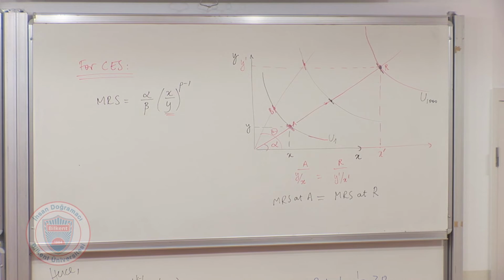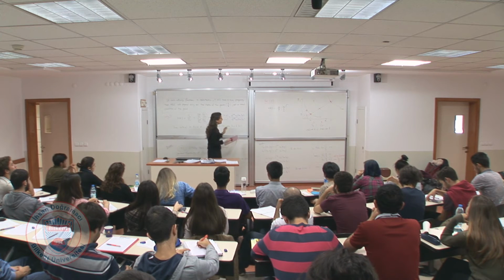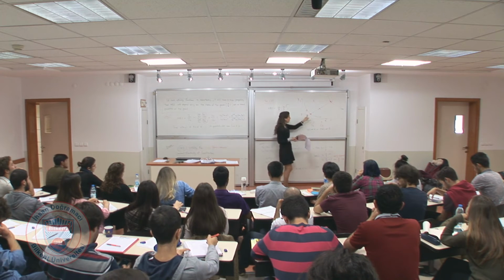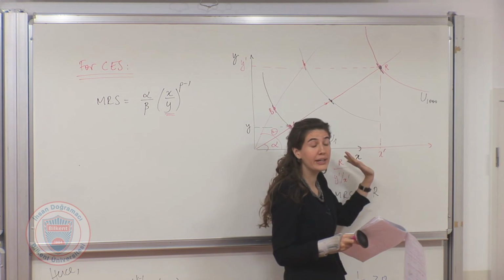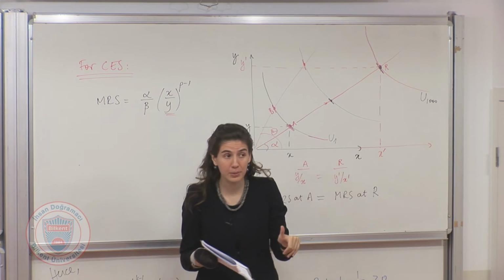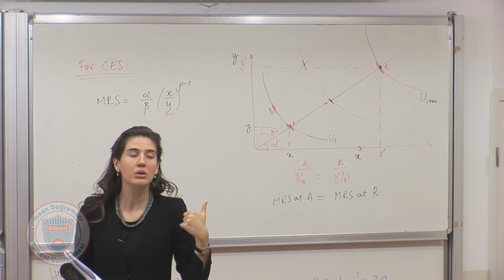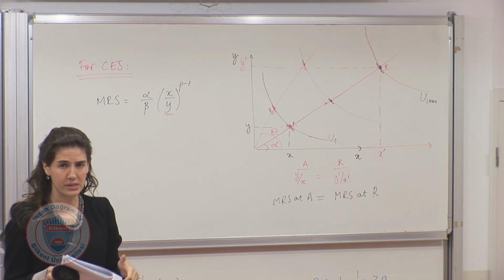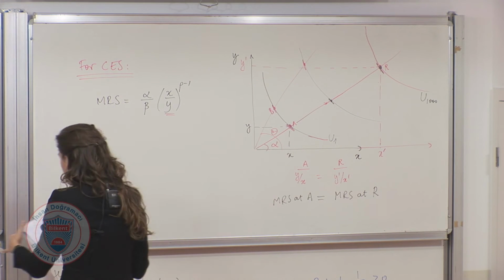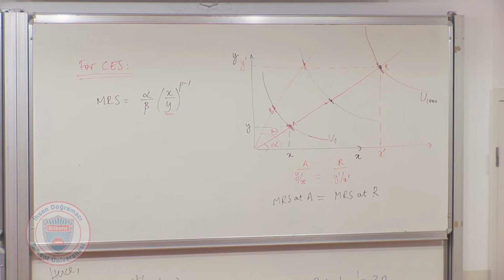So let me give you another. It means that if I know one indifference curve, I would know the entire map. And this does not have to be the case all the time, only with homothetic preferences, okay? So let me actually give you another definition or another interpretation.